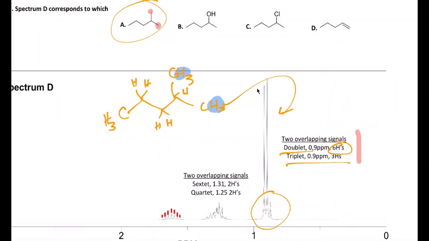All right, what about the other CH3? What do you think? What should that be? The one on this end. A triplet. It'll be a triplet, right? So that triplet that's buried underneath that doublet is for this signal right here. I just erased it. Both of those signals are going to be on top of each other.